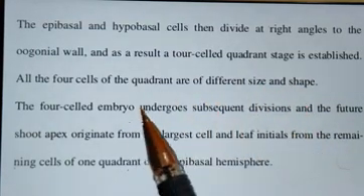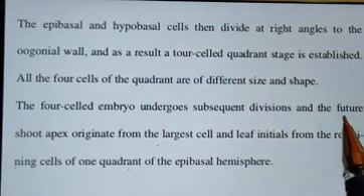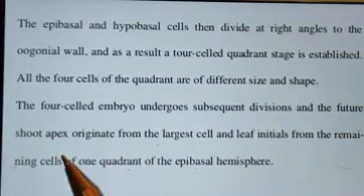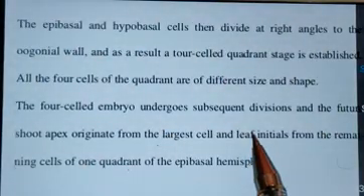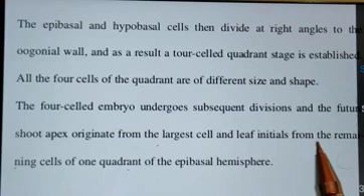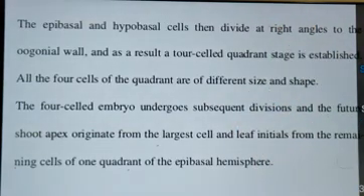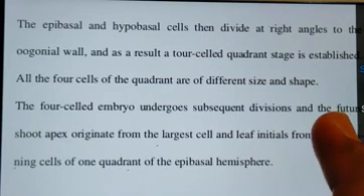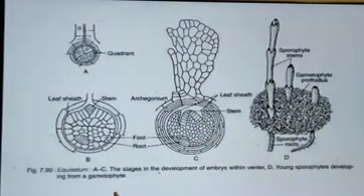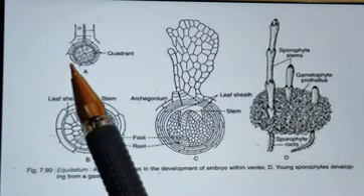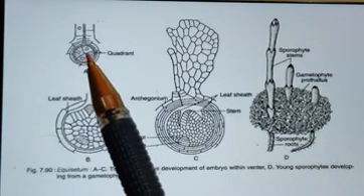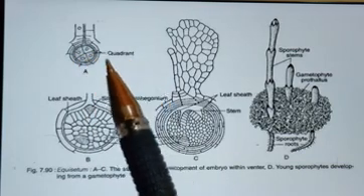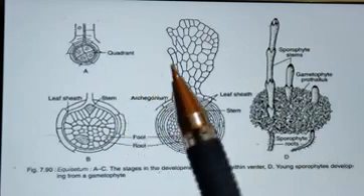The four-cell embryo undergoes subsequent divisions, and the future shoot apex originates from the largest cell, and the leaf initials from the remaining cells of the quadrant of the epibasal hemisphere. So you can see the stages of development of the embryo within the venter. So this is the venter, and quadrant 1, 2, 3, 4 cells, or quadrant stage, after fertilization.